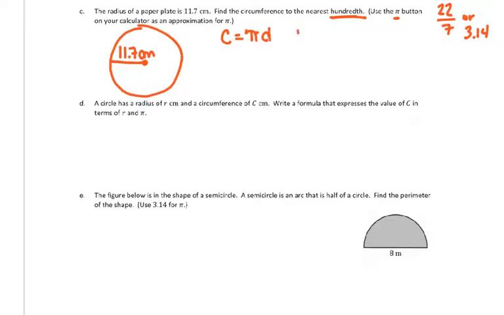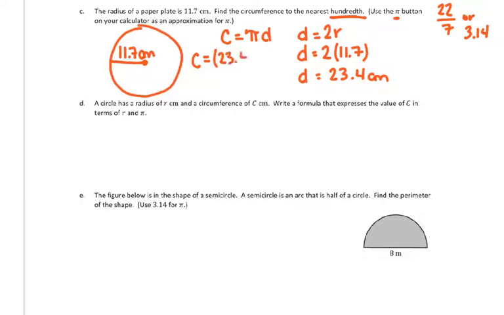And firstly, we need to find that diameter. So remember, we can find the diameter of a circle by multiplying the radius by 2. So we're going to find the diameter of this paper plate by multiplying 2 by 11.7. And when we do that, 2 times 11.7 equals 23.4. So our diameter is 23.4 centimeters.